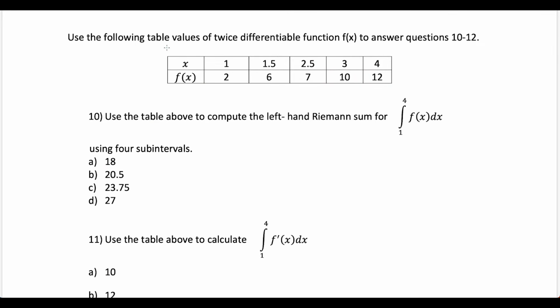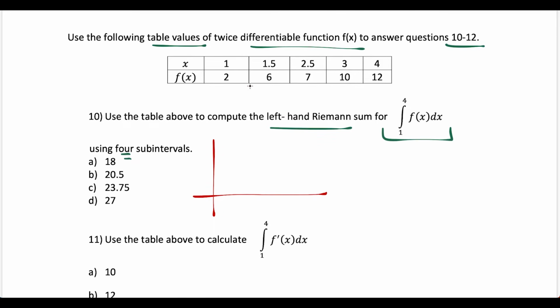So now we're going to use the table of values of twice differentiable function f of x to answer questions 10 through 12. And for question 10 here, we're computing a left-hand Riemann sum for this definite integral using 4 subintervals. So for a question like this, it doesn't hurt to draw this out, especially if you forget how to do this the shorthand way.